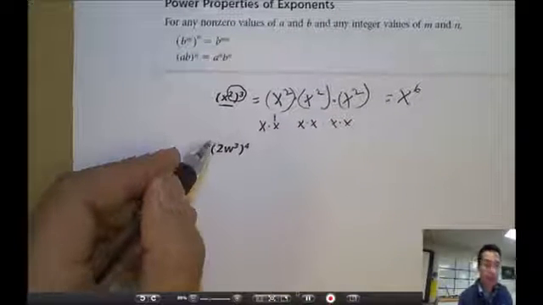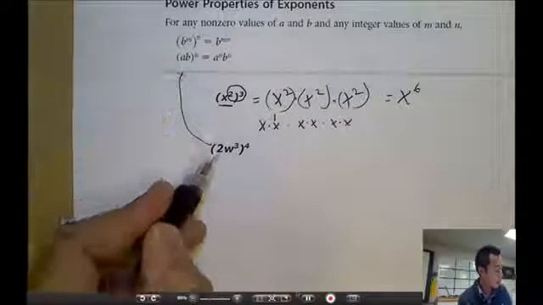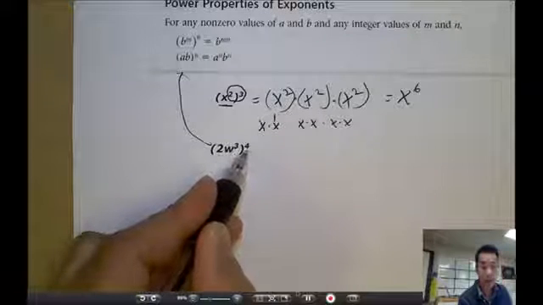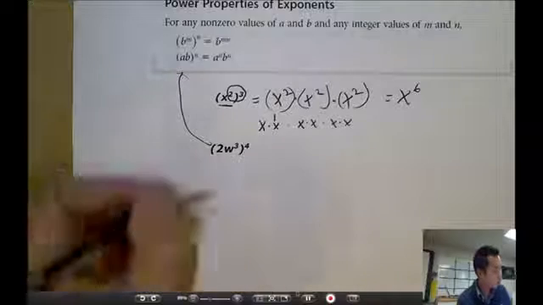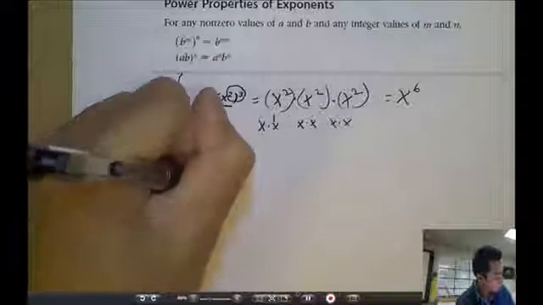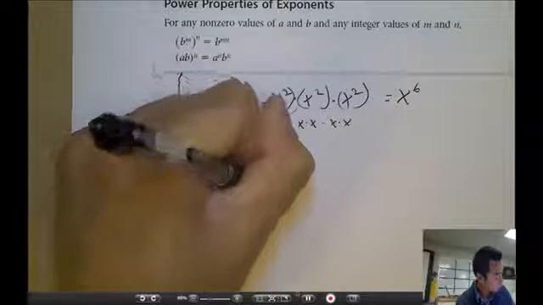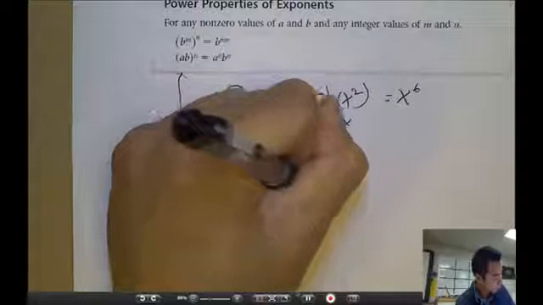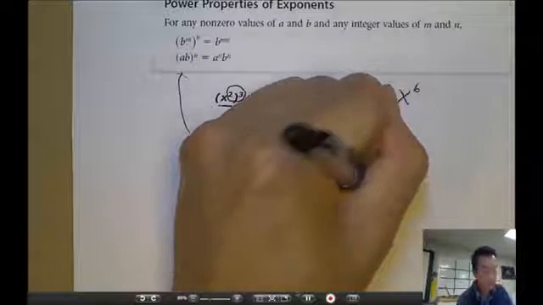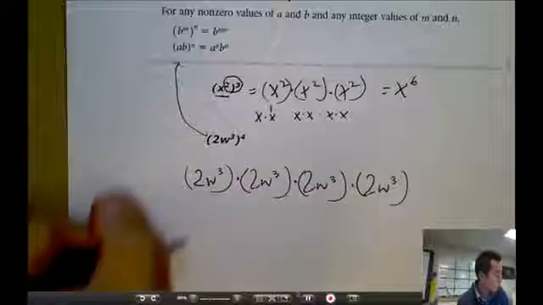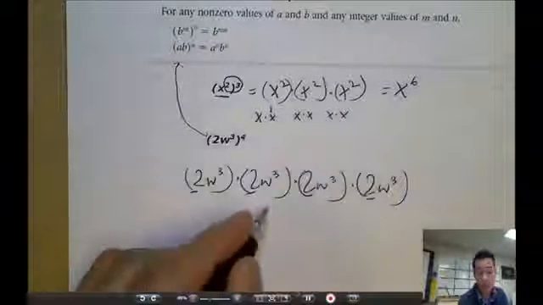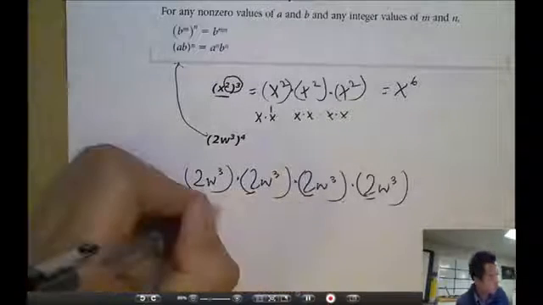Same thing with this one. This one deals with this second rule right here. If you have 2, which is my coefficient of 2, w to the third power, raised to the fourth power, you can write it out 4 times. There's one group. There's 2 groups. There's 3 groups. And there's the 4th group. And just like we did before, I would multiply my coefficients. 2 times 2 times 2 times 2. 2 times 2 is 4. Times 2 is 8. Times 2 is 16.